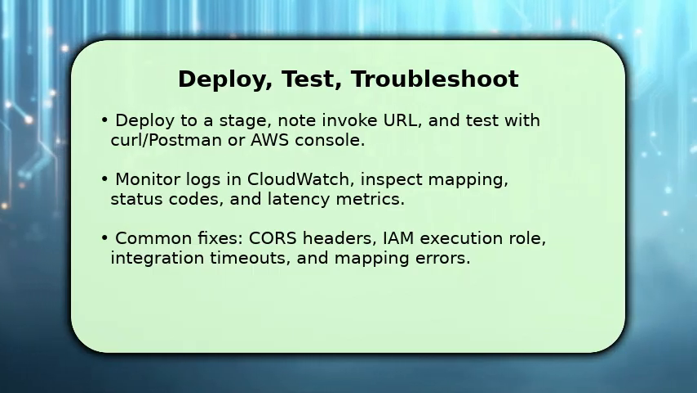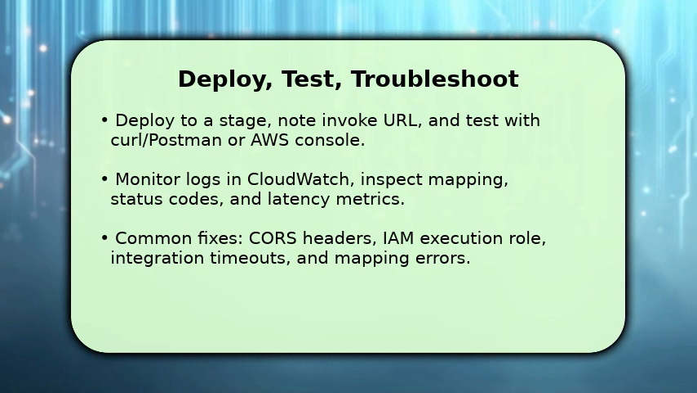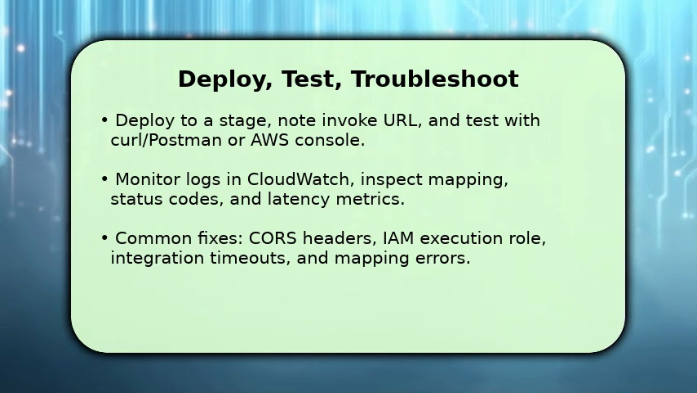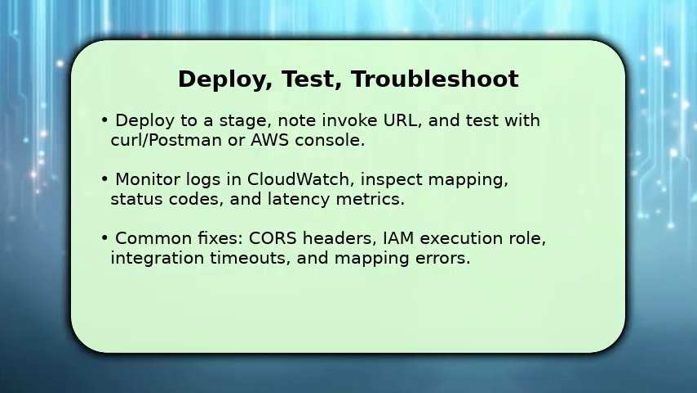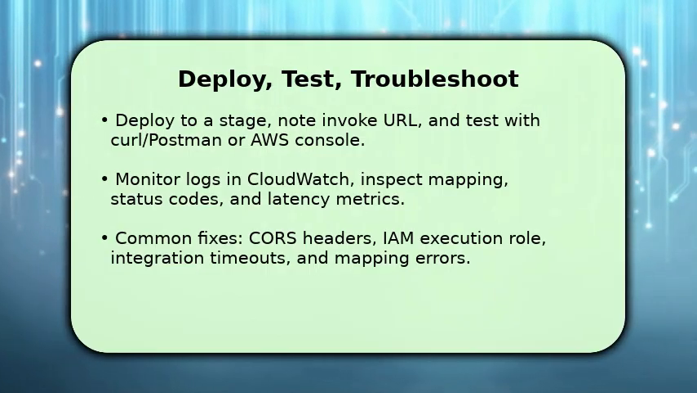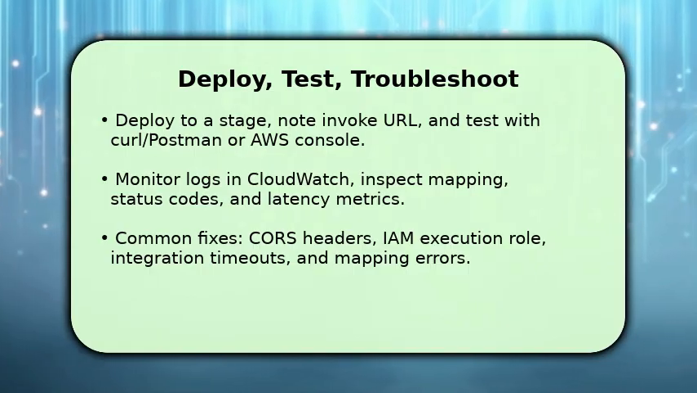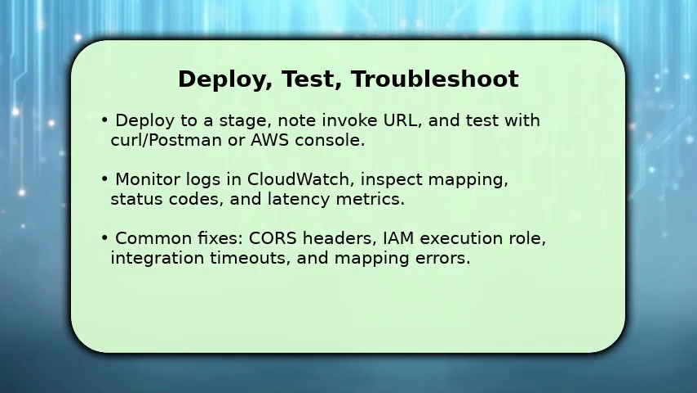If responses fail, first verify CORS headers, then confirm the IAM execution role has permissions, check integration timeouts, and validate request/response mapping. Make sure to redeploy after changes and rerun tests until green.